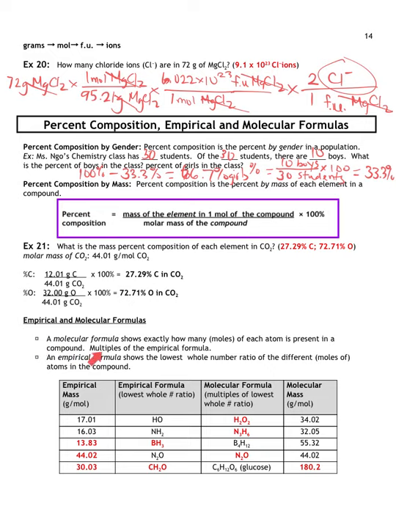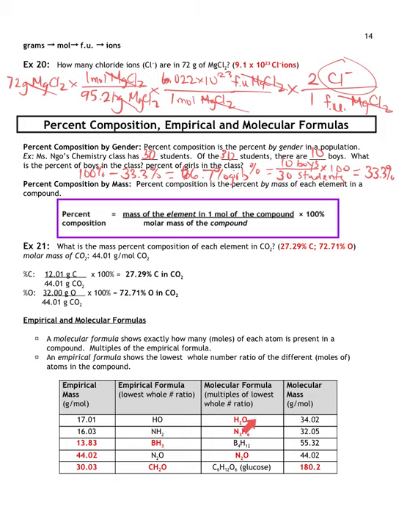All right. How is this going to be relevant? Well, this whole percent idea allows us to calculate what are called empirical and molecular formulas. The molecular formula shows exactly how many moles of each atom are present in a compound. They're usually multiples of the empirical formula. What is the empirical formula? It shows the lowest whole number ratio of that formula. So let's take a look at examples of this in this chart.